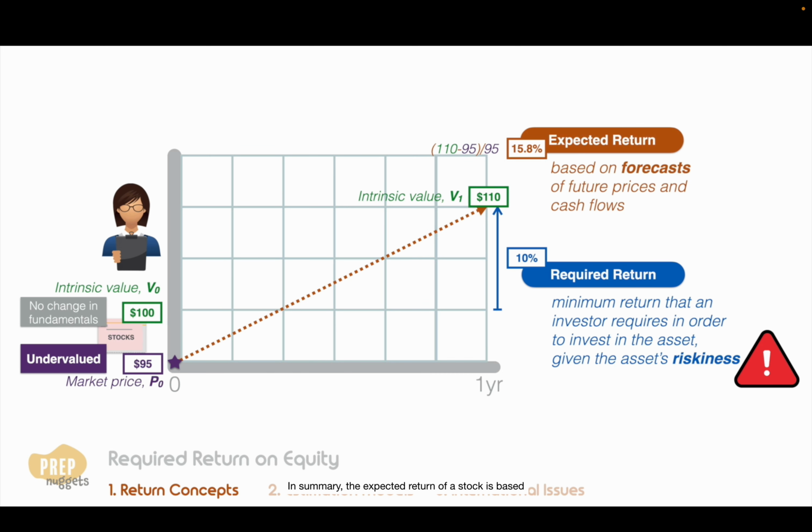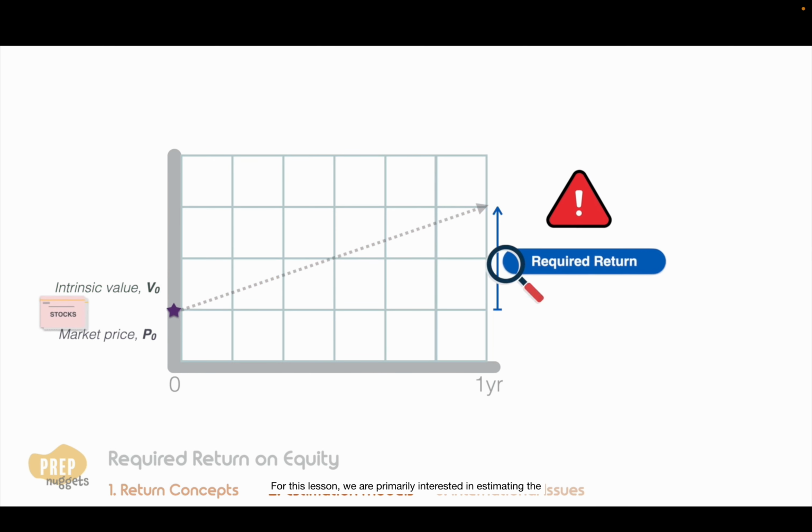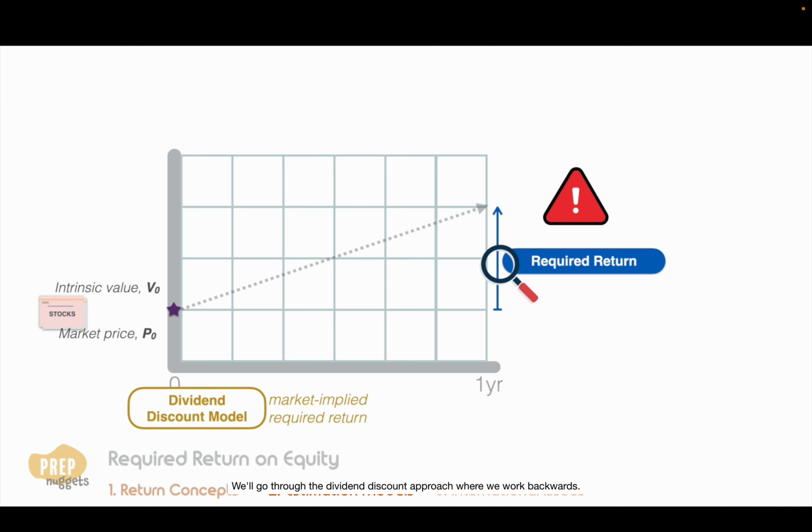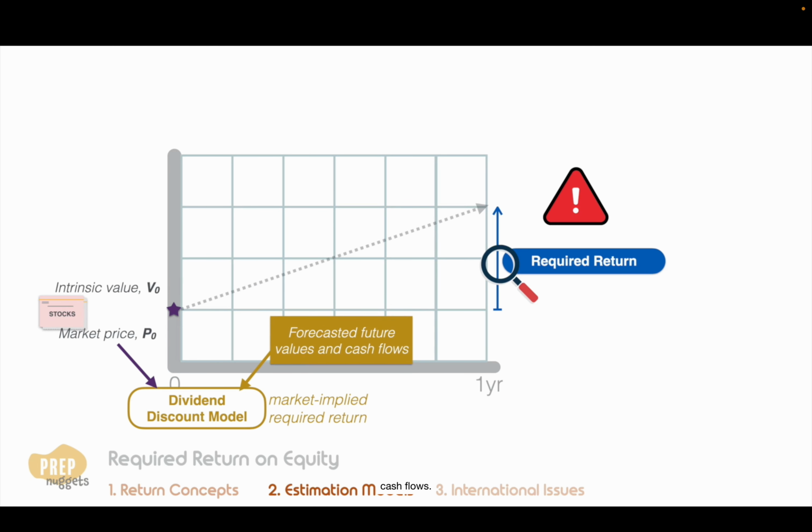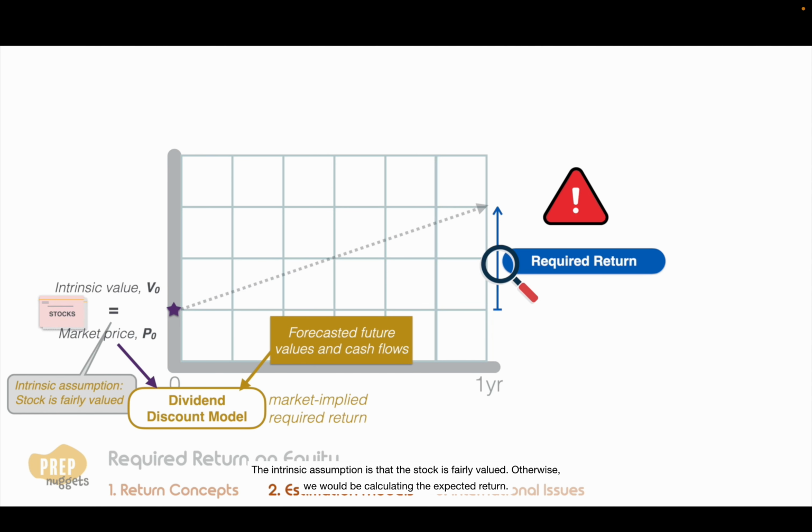In summary, the expected return of a stock is based on the forecasts of future prices and cash flows, while the required return of a stock is determined from the risk characteristics of the stock. For this lesson, we are primarily interested in estimating the required return of a particular stock. We'll go through the dividend discount approach, where we work backwards the market-implied required return based on the stock's market price and forecasted future values and cash flows. The intrinsic assumption is that the stock is fairly valued. Otherwise, we would be calculating the expected return.